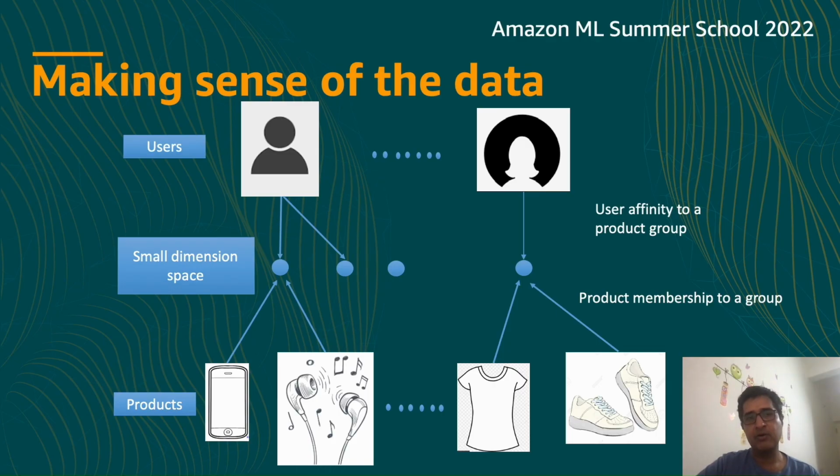This mapping onto a smaller dimensional space typifies your users and typifies your products, so that you are able to propagate what you have learned from one user to another user of the same type, and what you have learned about a product of one type to products of the same type as well, right? So then you learn user affinity to product groups as well. You get to know which particular user belongs to which affinity group. Similarly, you also learn the product membership to a particular product group as such, right?